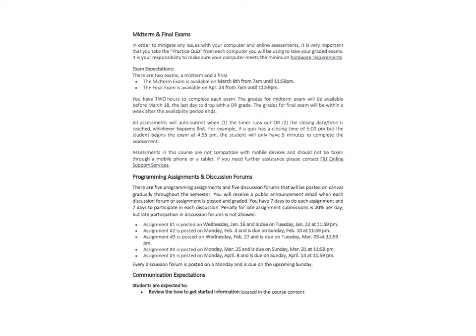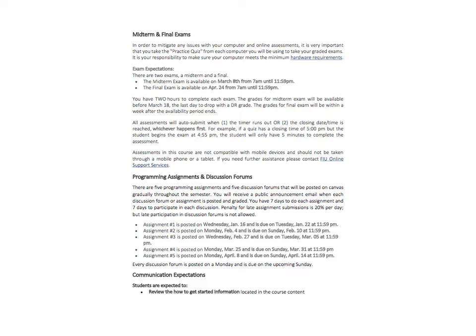We will have 2 main online assessments in this course, the midterm exam and the final exam. In order to reduce the chance of having issues with your computer during the exams, it's important that you take the practice quiz from the computer that you're going to use for your exam. And then it's your responsibility to make sure that your computer meets the minimum hardware requirements.